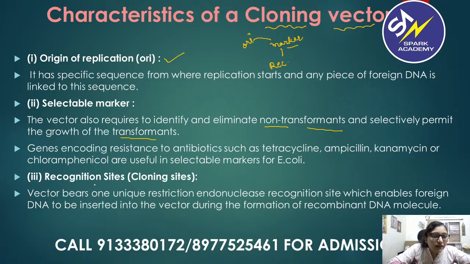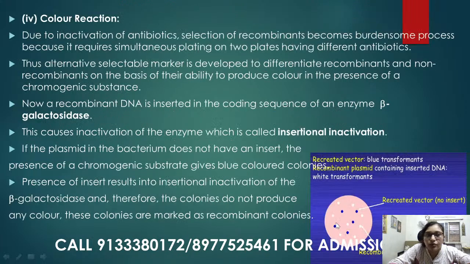The next is the recognition site. The vector bears one unique restriction endonuclease recognition site, from which it will cut, and then we will join our desirable gene. So the same restriction site should be present in both the DNAs, which enables foreign DNA to be inserted into the vector during the formation of the recombinant DNA molecule.